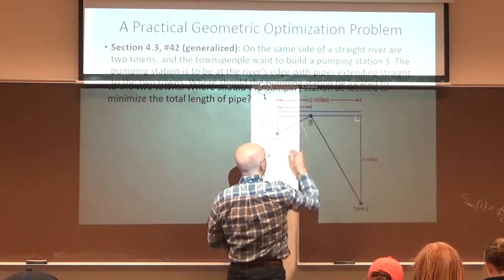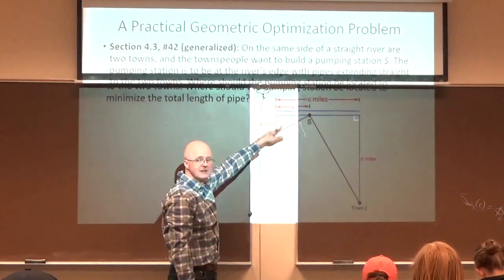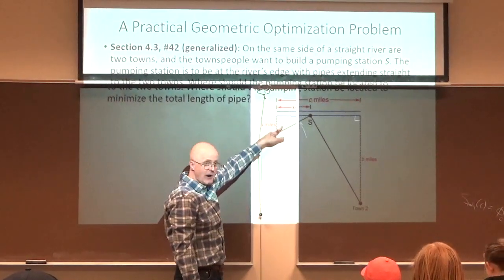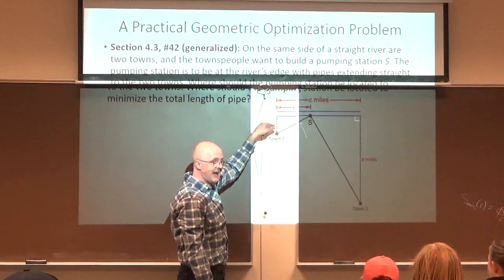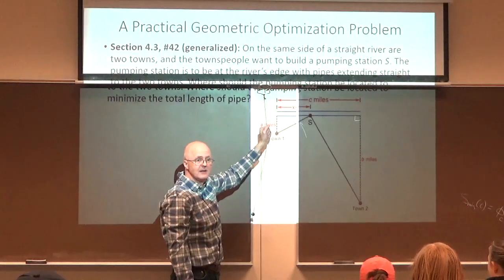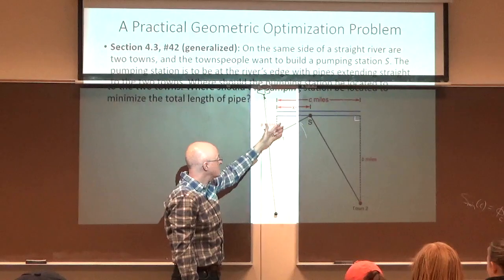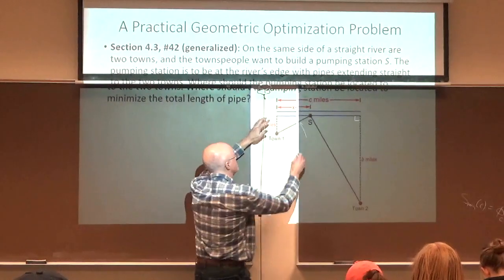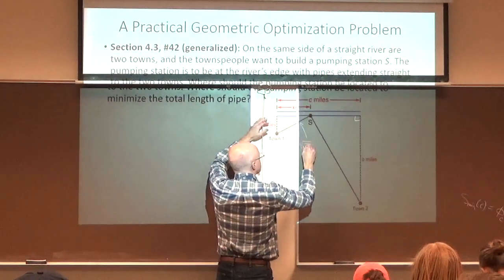The length of that side of this right triangle is going to have a square equal to the sum of the squares of A and X, A squared plus X squared. So the actual length is the square root of that, the square root of X squared plus A squared.